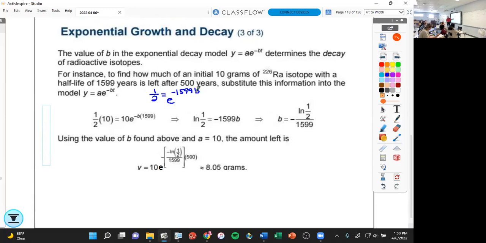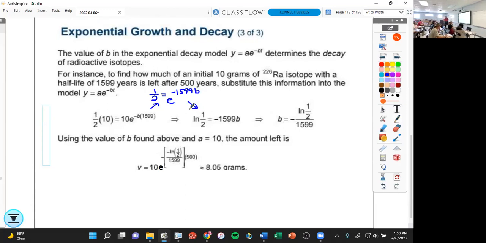So that's where this next step comes in. So let's go here and then here. So natural log of 1/2 is equal to negative 1599b. Dividing both sides by negative 1599 gives us our b value. So b is negative natural log of 1/2 divided by 1,599.